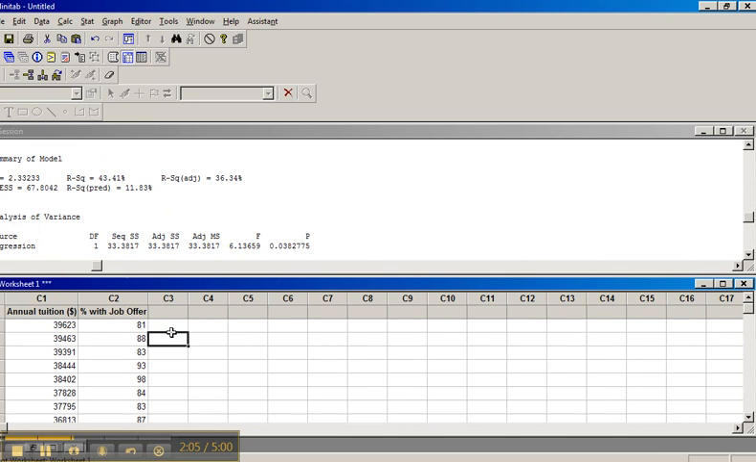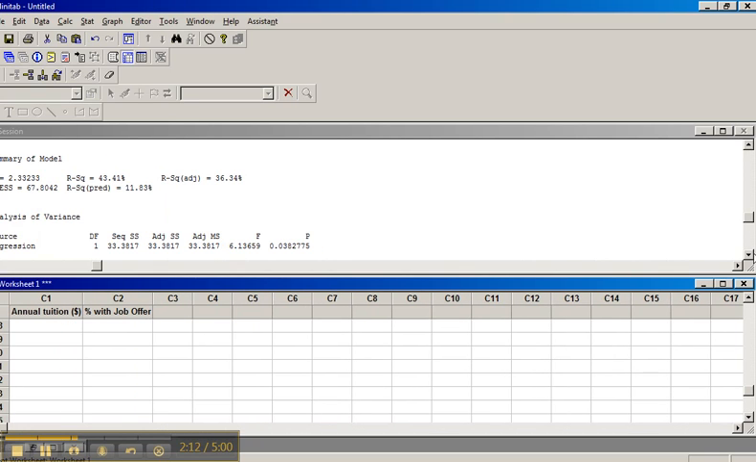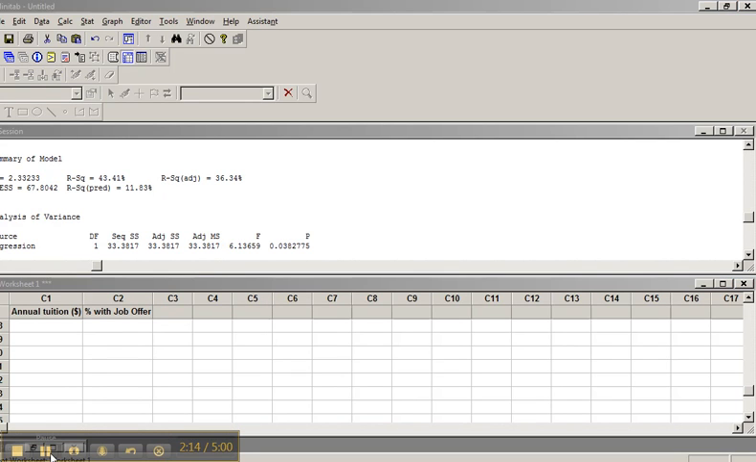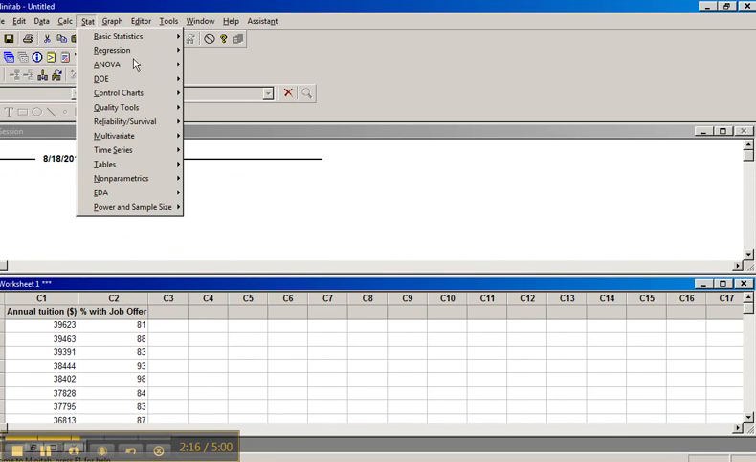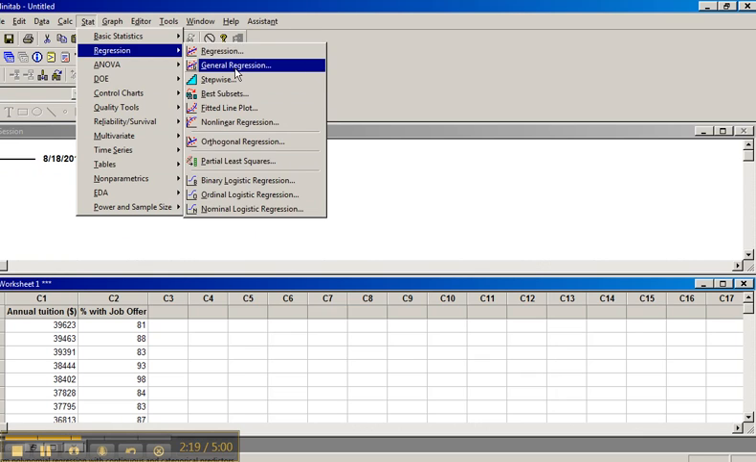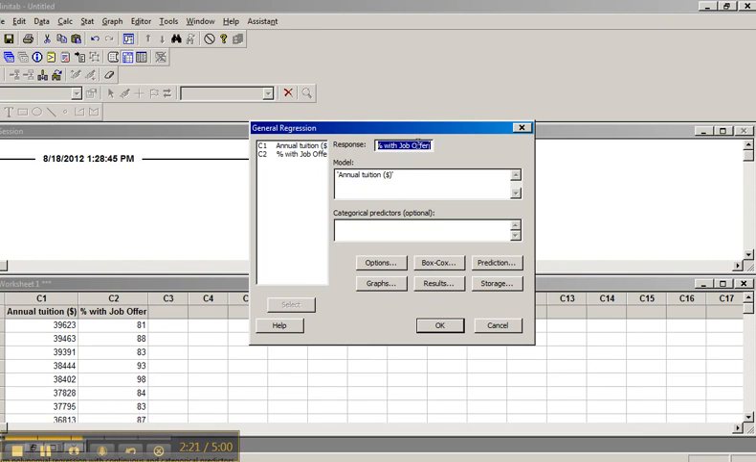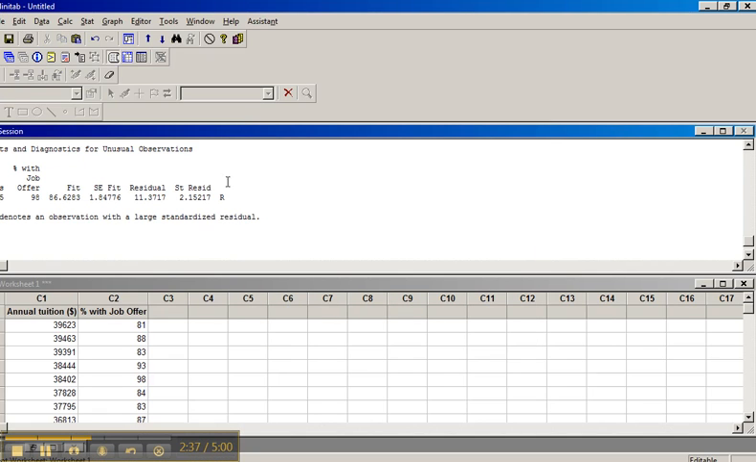Alright, there's my data. Next, you're going to run a general regression. So let me get rid of what I have over here. I'm going to go Stat, Regression, General Regression. I already have mine selected, but just to show you, my response is going to be a y variable. My y in this case was percentage of job offers. Model is going to be your x, your input is going to be annual tuition, and here we're just going to click OK, and then I'm going to scroll up.